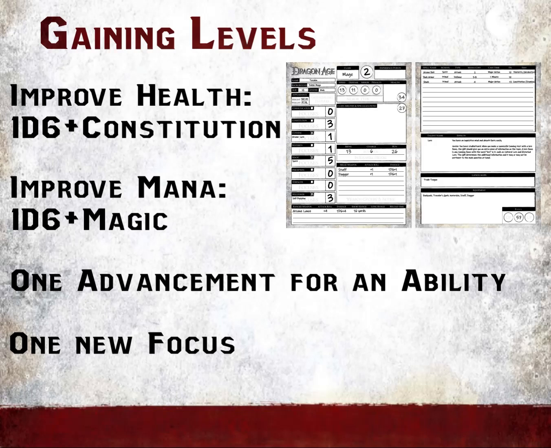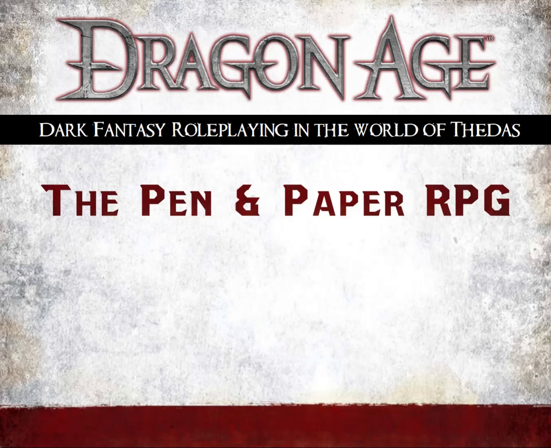At level 2, a mage also gains a new spell. Our mage decides to learn Arcane Shield, a spirit spell which requires Arcane Bolt, a spell our mage already had from character creation. And that concludes my short introduction into the Dragon Age pen and paper RPG.